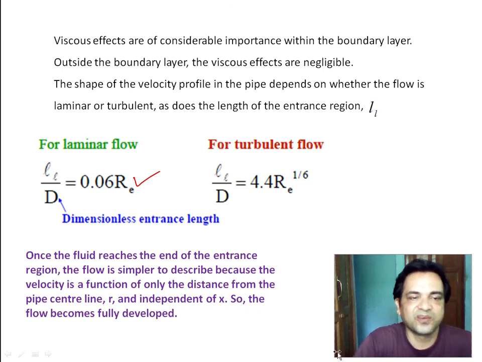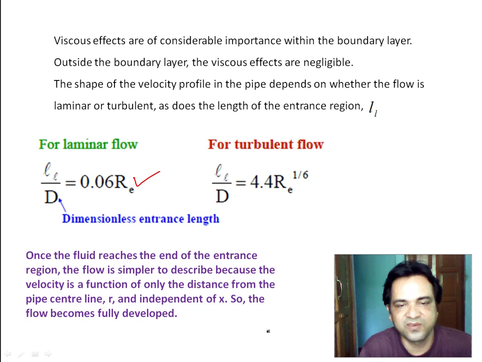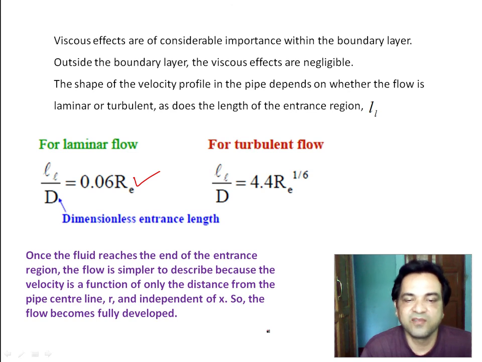So once the fluid reaches the end of the entrance region, the flow is simpler to describe because the velocity is a function of only the distance from the pipe center line r, that means in the radial direction. So already I told you, in the fully developed region, the velocity profile is a function of only the radial coordinate. Along the x direction, there is no change of the velocity profile. So it is easy to do the analysis for a fully developed region. That's why in fluid mechanics, we will also try to solve a fluid element using the momentum equation. There also we will use different expressions, like the expression for the shear force and the expression for the velocity, for the fully developed region, because it's 1D and easy to analyze.